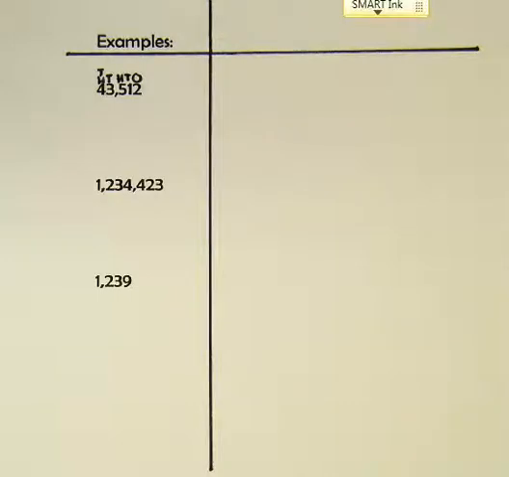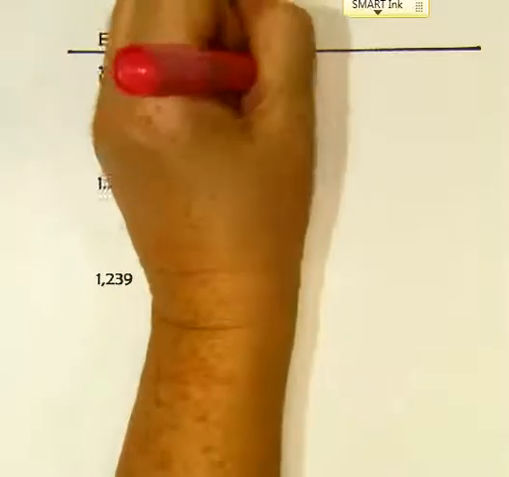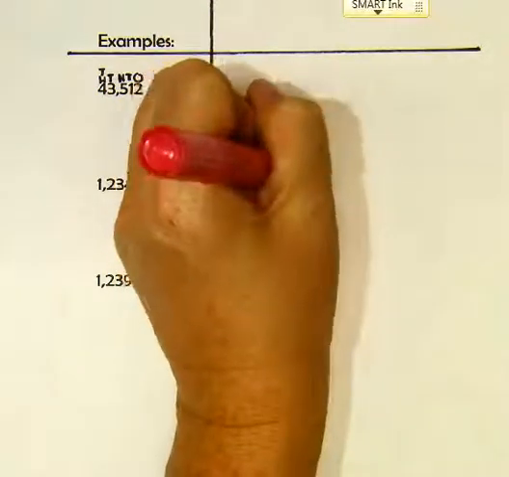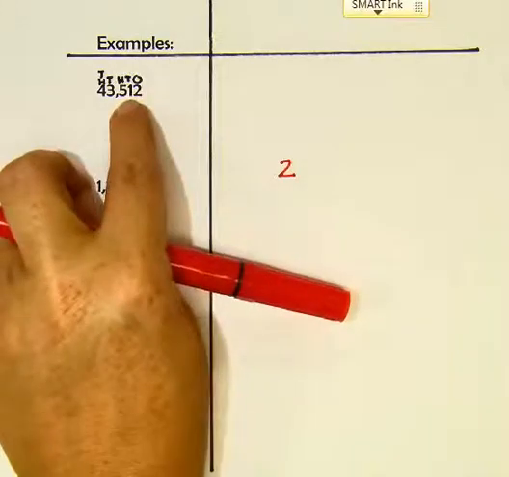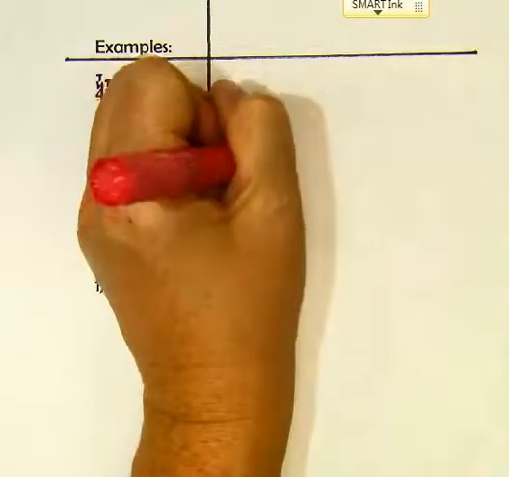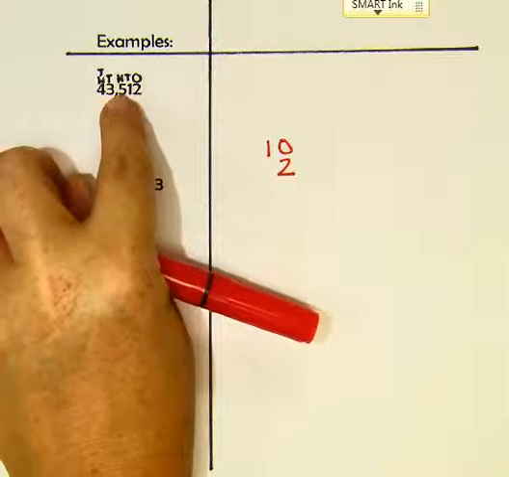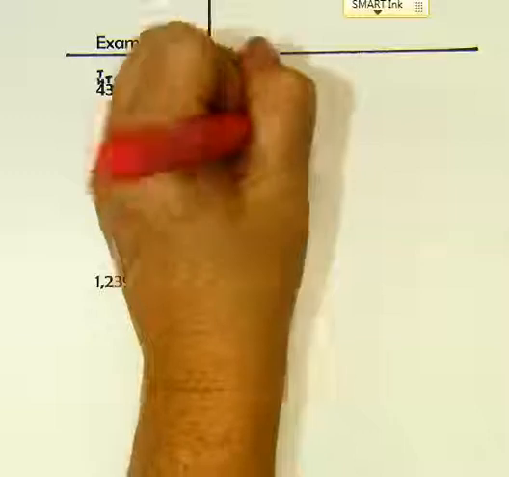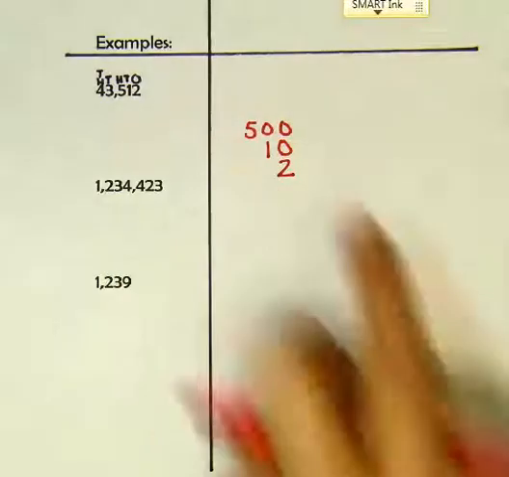We know from our notes that in the ones place you don't have any zeros. So the 2 has no zeros. Actually, I'm going to start at the bottom and work my way up. So the 2 is going to go here. The tens place has 1 zero. So this 1 is really worth 10. 1 times 10 is 10. The hundreds place has 2 zeros in it. So I have 5 100s. 5 times 100 is 500. And if you can tell, the hundreds place has 2 zeros. So I added 2 zeros.